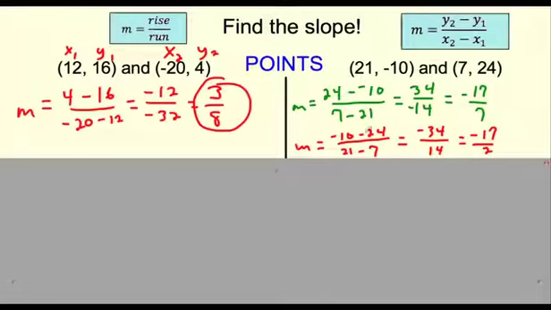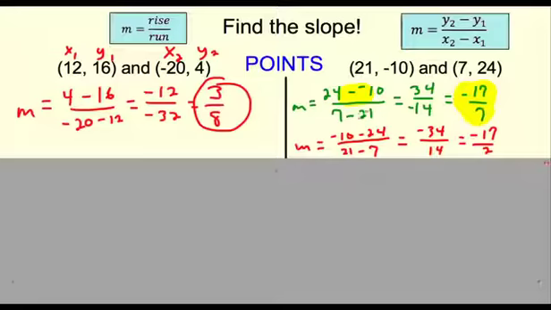I have a green one and a red one. A big question people always ask: does it matter what I call x1 and y1 and x2, y2? No, it doesn't matter which point you put first as long as you're consistent. So the first one I did, the first point here is x1, y1. And just be careful with your negative sign. Remember, negative really means plus. So if you go negative, that's plus 10, so you get 34, and you get negative 17ths.